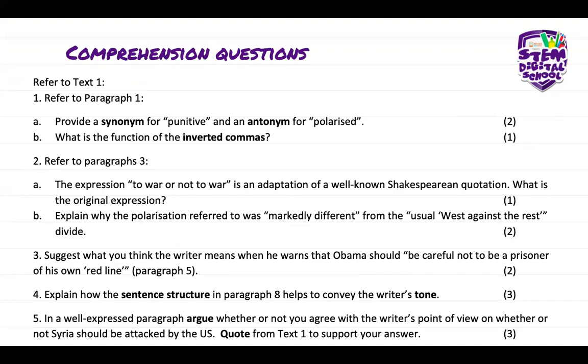B, what is the function of the inverted commas? Remember, inverted commas are these things here. We call them quotation marks or inverted commas. The reason they're called inverted commas is that they invert some other meaning or a particular way a message is conveyed. But they're also called quotation marks. What is the function of inverted commas?